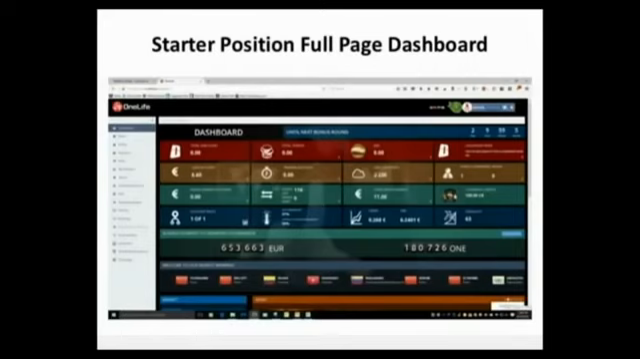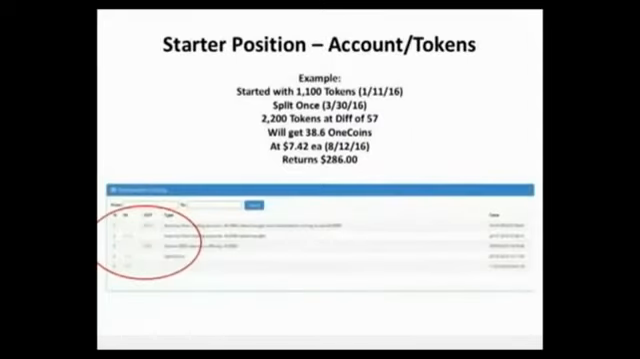The next slide shows a screenshot of the account that I clipped. She started at 1,000 tokens. I believe that says 1,000. Then there was a split, went to 2,000, and then that was inserted into mining. And so her coins are in mining.